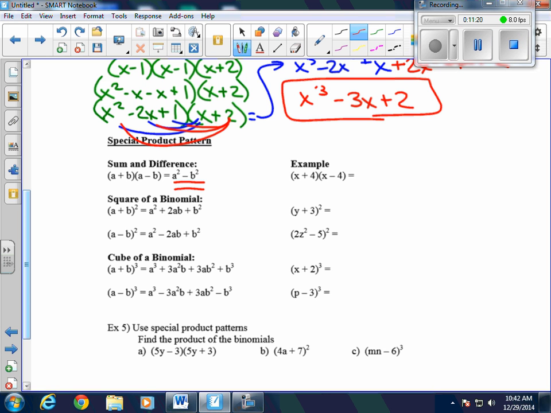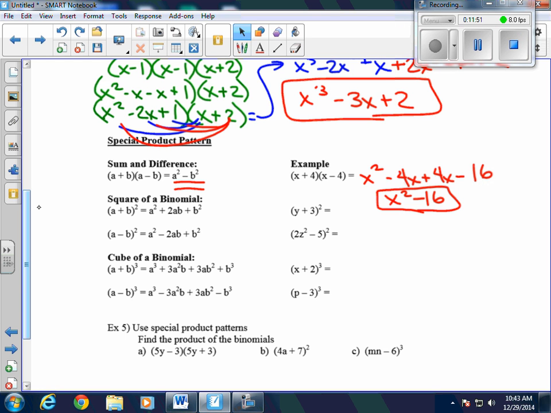So if we have x plus 4 times x minus 4, that's going to be, well, x squared minus 16. Because if we would do this, we would see that the first gives me x squared, the outsides is negative 4x, the insides is plus 4x, and then it's minus 16. So it's going to be x squared minus 16 would be your answer. The only time those outsides and insides will cancel out is if those 2 parentheses are the same with opposite signs. The sum and difference of squares.